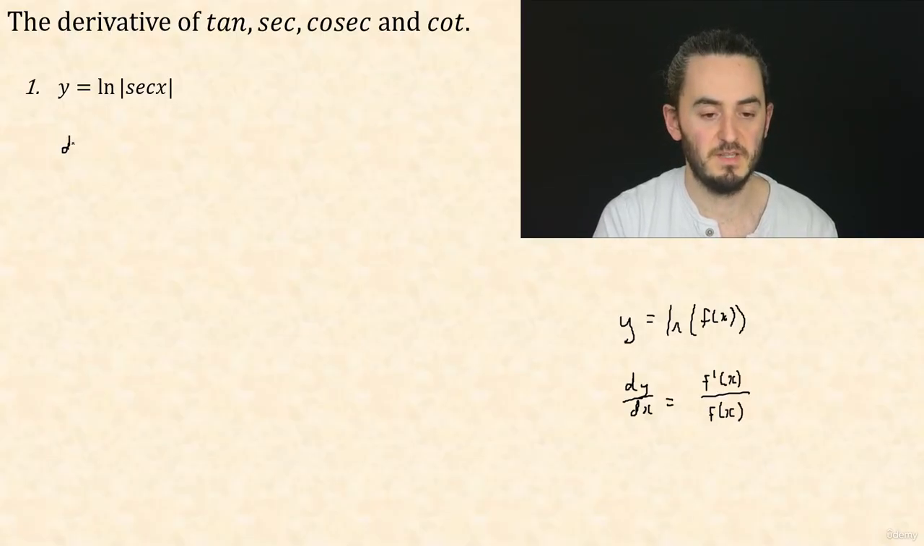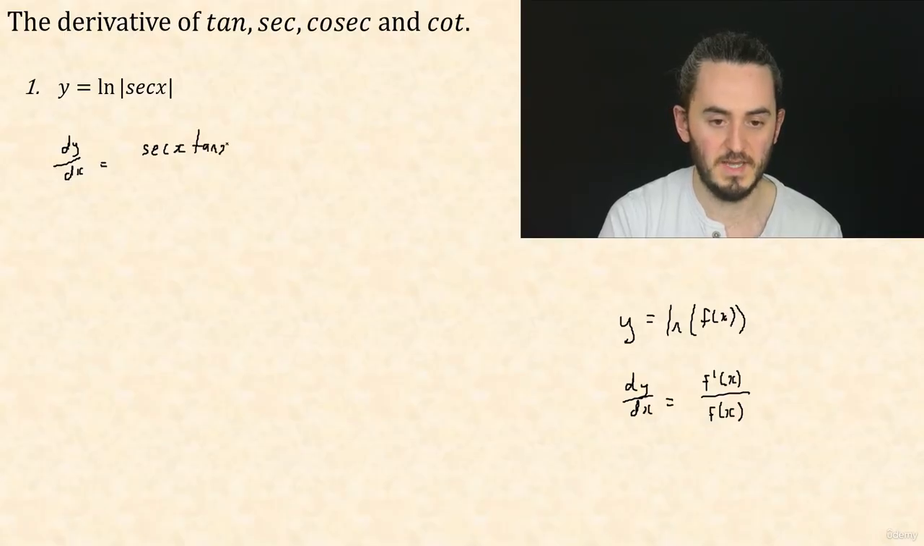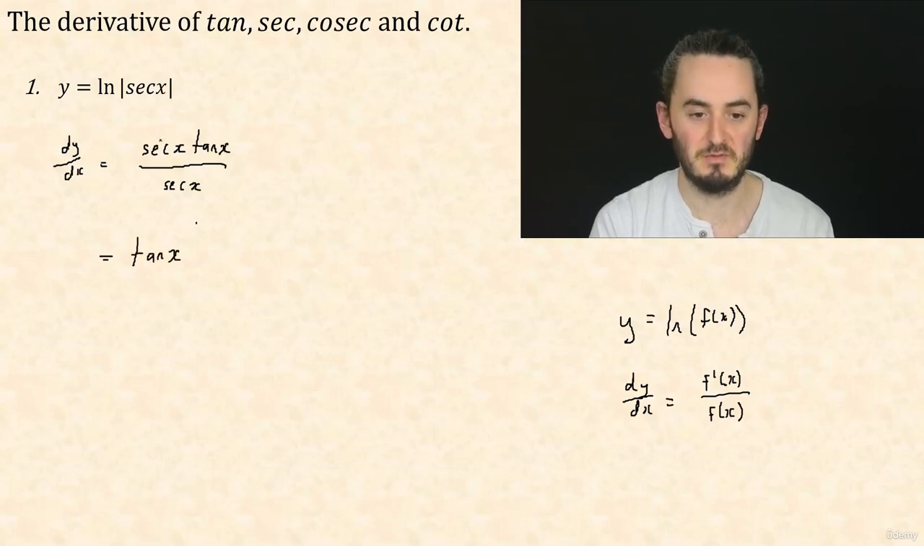So our derivative here is the derivative of sec x, which is sec x tan x, divided by the stuff, sec x. Well, we've got sec x on the numerator and the denominator, cancel those, and we simply get tan x. So that's pretty cool, right? The derivative of ln sec x is tan x.